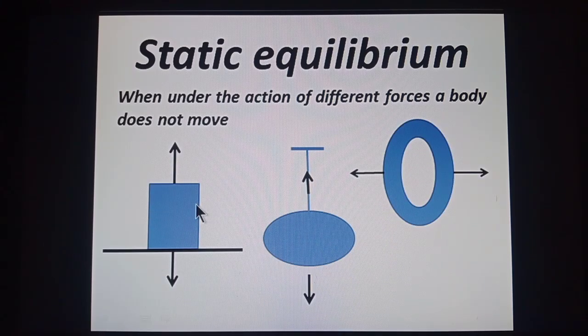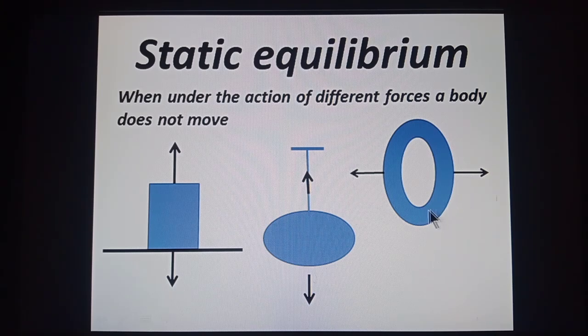Look at these diagrams. In the first case, a block is lying on the table. Two forces are acting on the block. One is its weight acting downward and the other is the reaction of the table acting upward. Under the action of these two forces, the block is not moving, it is in static equilibrium. If a body is hanging, two forces are acting on it. Its weight is acting downward, tension in the string is acting upward. Under the action of these two forces, the hanging body is at rest. We say that it is in static equilibrium.